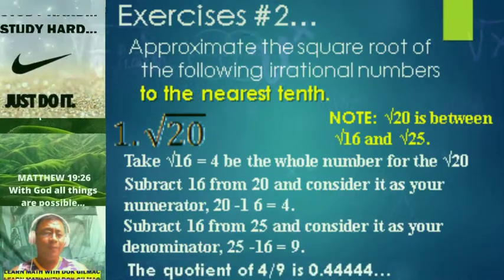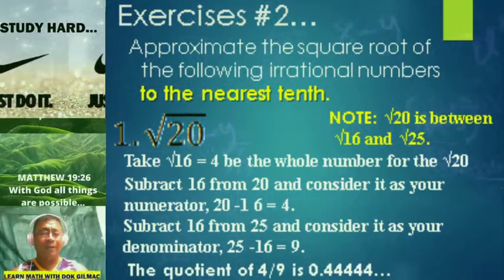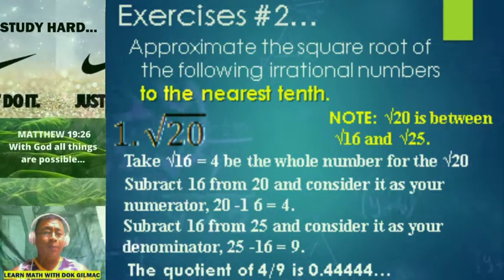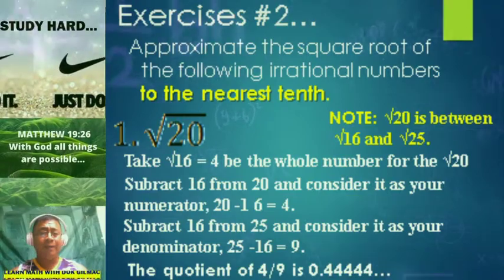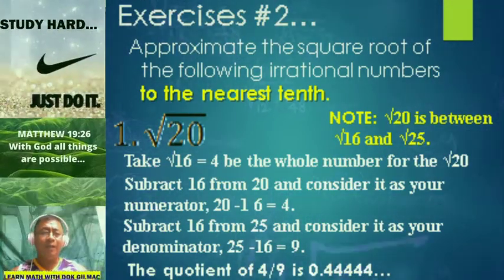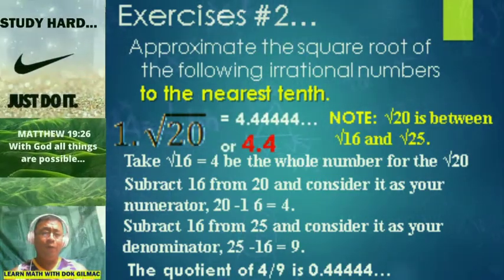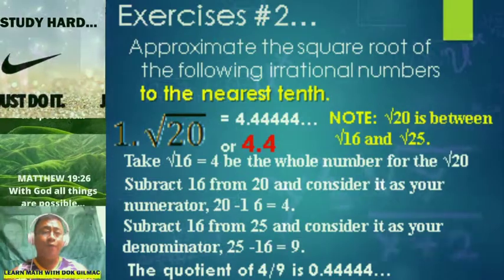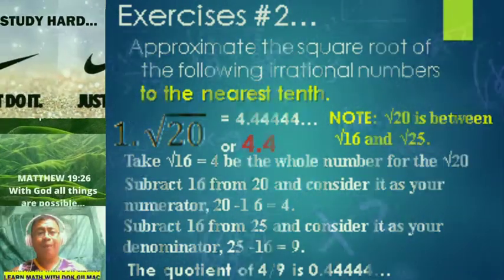The last step will be the quotient of 4 over 9, which is simply 0.444, a repeating decimal. So therefore, class, the square root of 20 is just equal to 4.444, or simply 4.4. So take note of that.